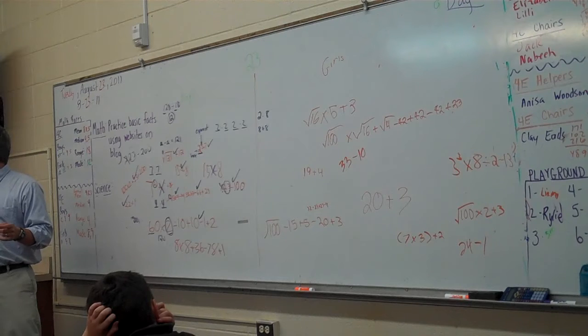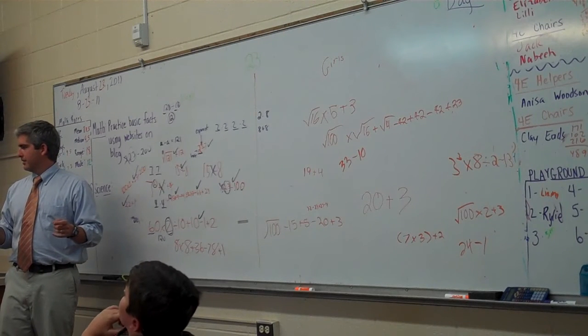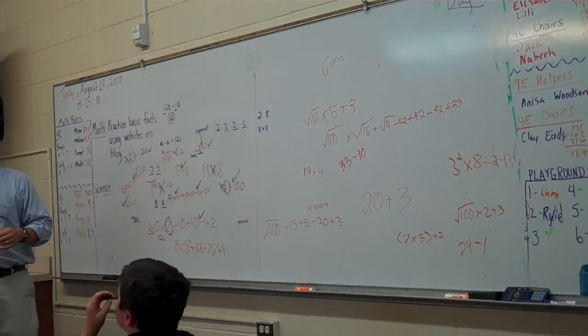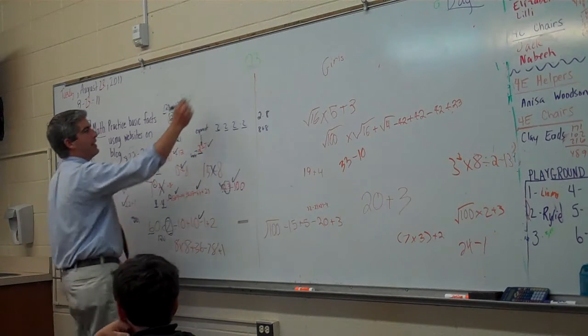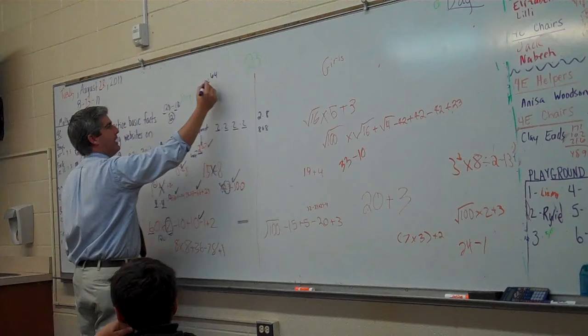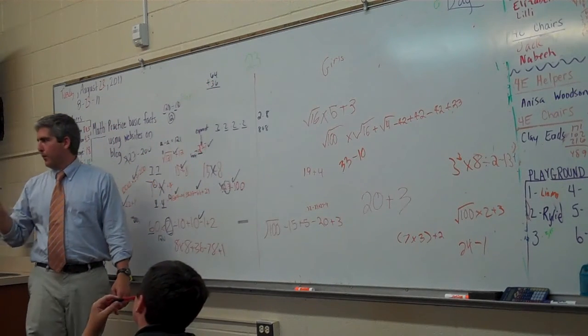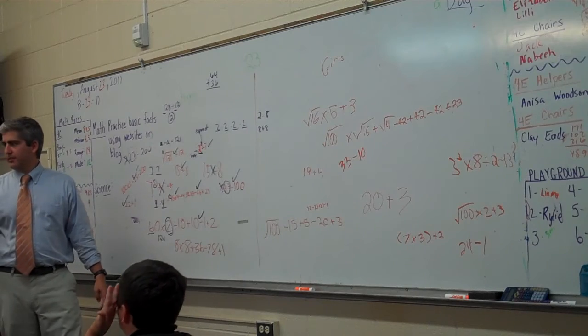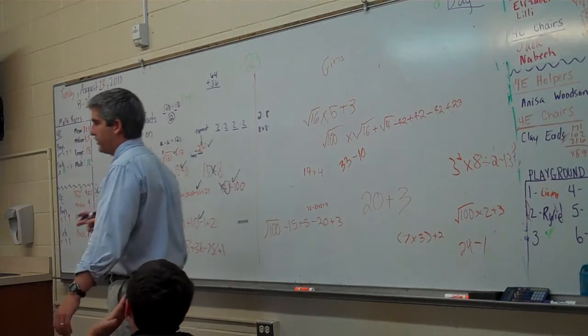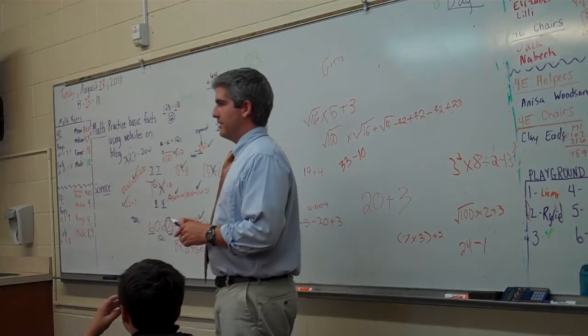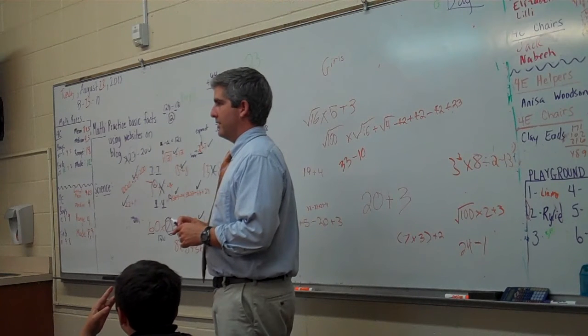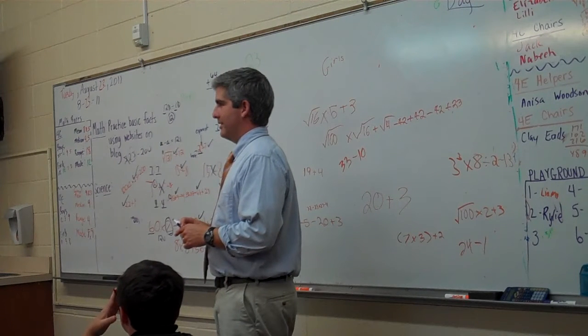8 times 8, Caroline. 8 times 8 equals 64. Plus 36. So we have 64 is an addend, 36 is an addend. We do 4 plus 6. What's 4 plus 6, Woodson? 4 plus 6 equals 10.